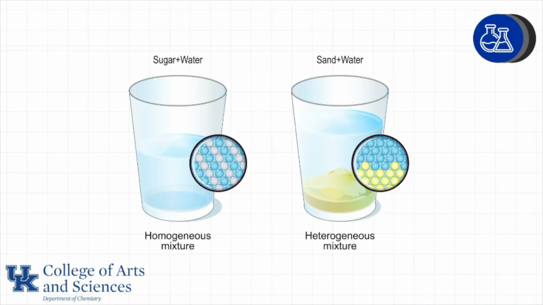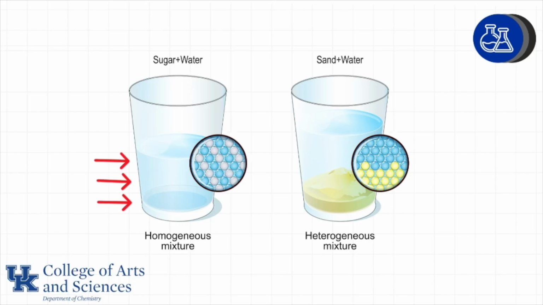How do we identify these in a practical sense when we're looking at a sample? Let's look at the mixture on the left. If I were to take samples from this mixture at the top, middle, and bottom, what I would see is exactly the same thing throughout. All of my samples would look identical to one another. And that's a clue that we're dealing with a homogeneous mixture.